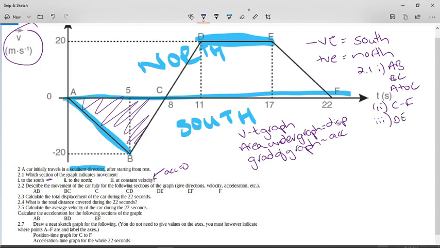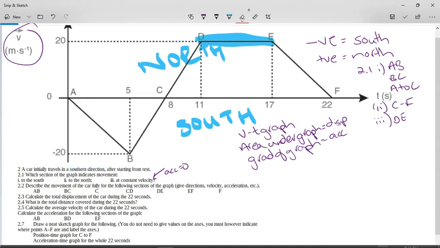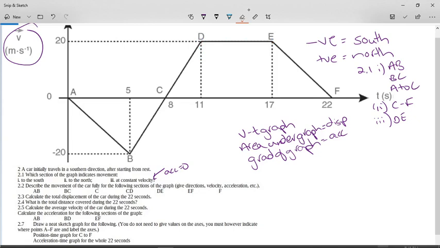Then it says, describe the movement of the car fully for the following sections of the graph. Give directions, velocity, acceleration, etc. Now these are not marks for free here. You have to be careful what you say in these graphs. So in the beginning it says A to B. So this section here is A to B. So we need to describe this as well as we can.